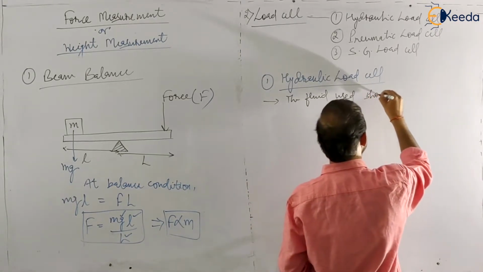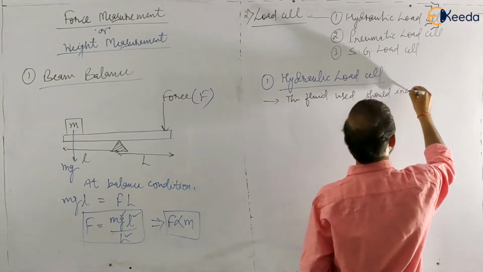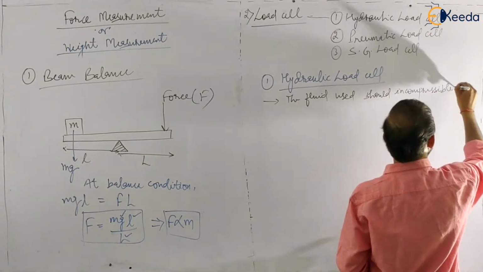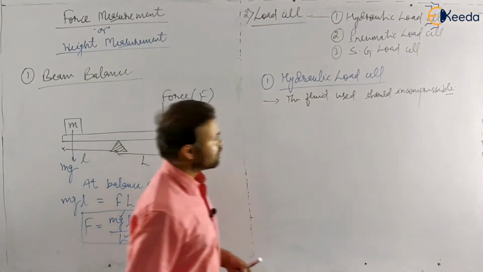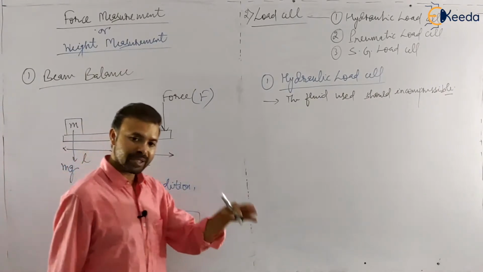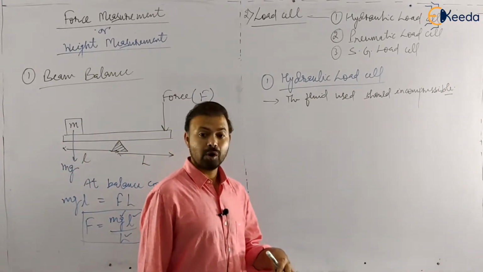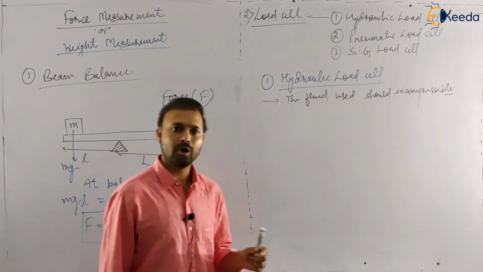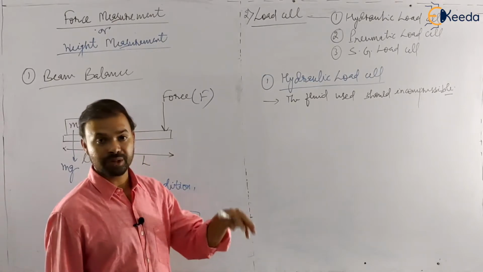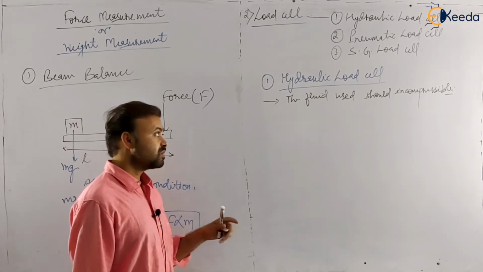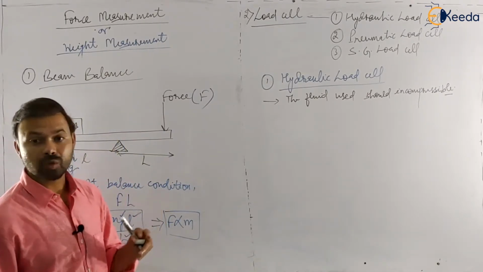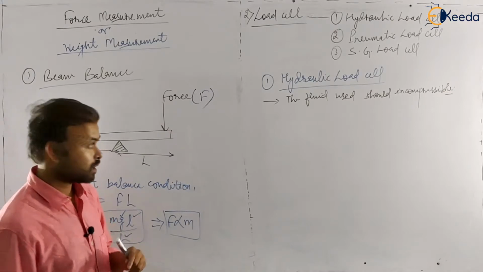The fluid used should be incompressible. What does this term mean, incompressible fluid? This means that when you apply some pressure on that fluid, the volume or density of the fluid should not change. When you apply some force or pressure on the fluid, if the volume and density of the fluid do not change, then that fluid is known as incompressible fluid.